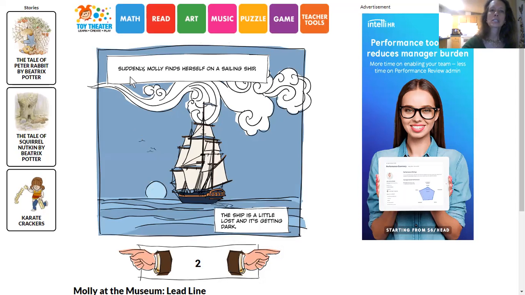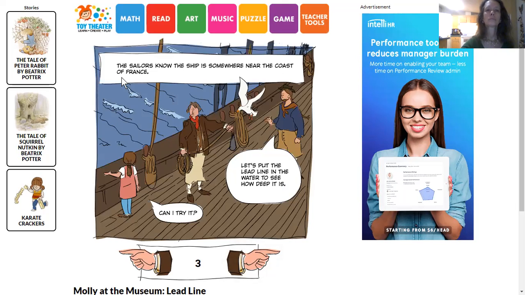The next page says, suddenly Molly finds herself on a sailing ship. The ship is a little lost and it's getting dark. The sailors know the ship is somewhere near the coast of France. The sailors say, let's put the lead line in the water to see how deep it is. Oh, well, there's our clue. A lead line helps them determine how deep the water is. And then Molly says, can I try it?